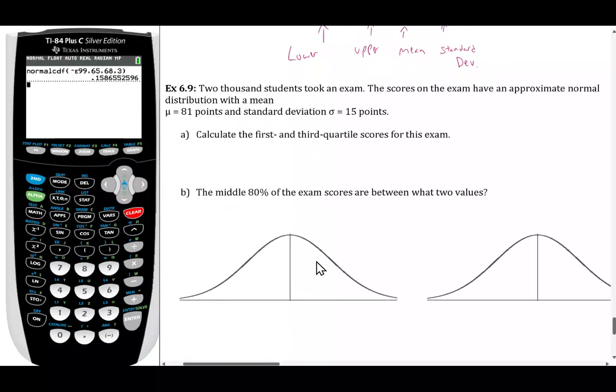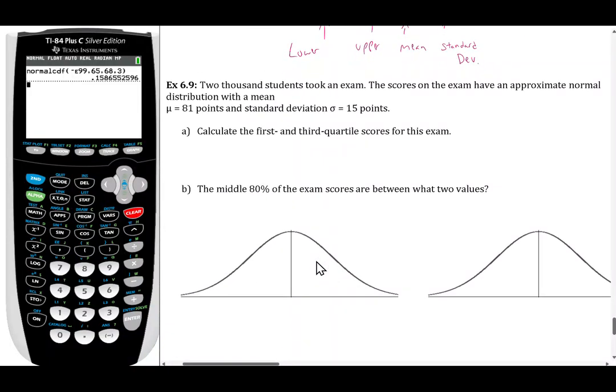It says 2,000 students took an exam. The scores have an approximate normal distribution with a mean of mu equals 81 points and standard deviation sigma equals 15 points. Calculate the first and third quartile scores for this exam.